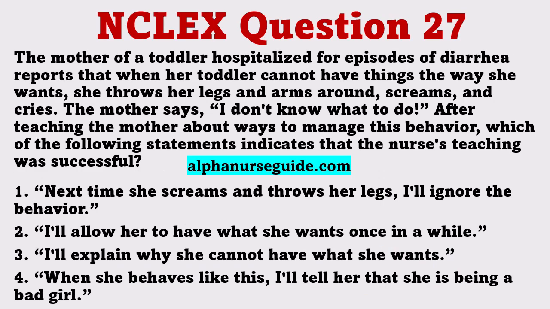The mother of a toddler hospitalized for episodes of diarrhea reports that when her toddler cannot have things the way she wants, she throws her legs and arms around, screams, and cries. The mother says, "I don't know what to do." After teaching the mother about ways to manage this behavior, which of the following statements indicates that the nurse's teaching was successful? 1. Next time she screams and throws her legs, I'll ignore the behavior. 2. I'll allow her to have what she wants once in a while. 3. I'll explain why she cannot have what she wants. 4. When she behaves like this, I'll tell her that she's being a bad girl.